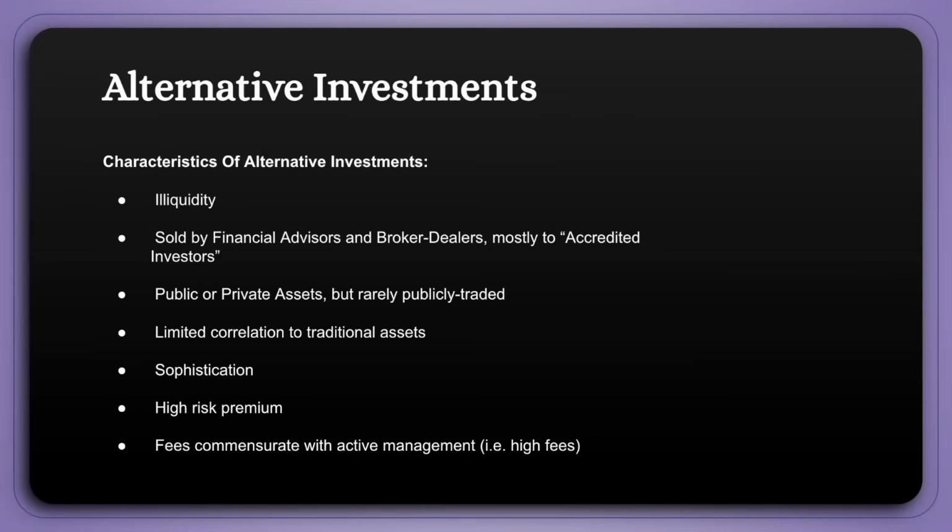So what are some of the characteristics of these alternative investments? Well, if you look at real estate, for example, it's not very liquid, so illiquidity, which does increase risk. However, this varies from investment to investment. Additionally, they are sold by financial advisors or broker-dealers, mostly to accredited investors. As a result, they aren't as easy to come by or as easy to invest in as stocks and bonds are. Additionally, they're either public or private assets, but they're rarely publicly traded like stocks are on the stock market.